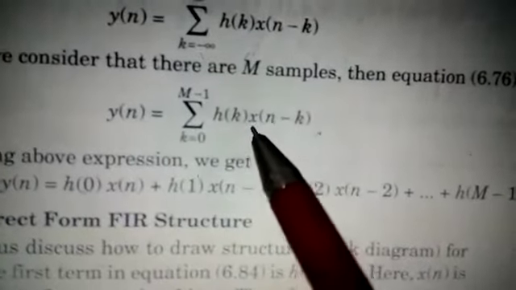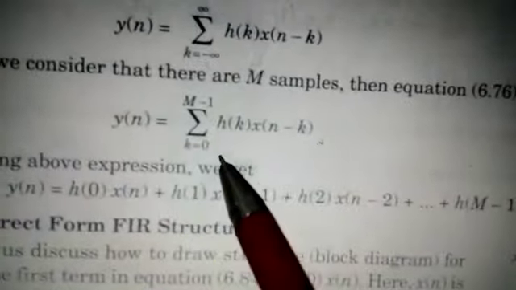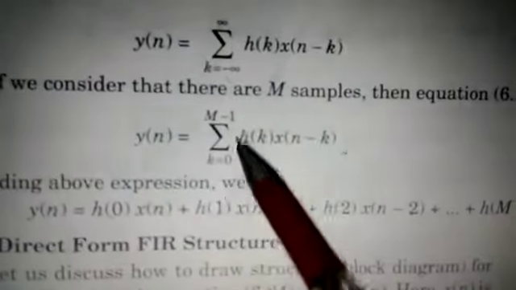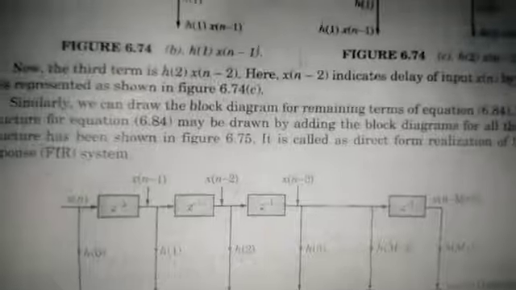To understand the direct form structure, we just expand this equation. y of n is equal to h of 0 into x of n plus h of 1 x of n minus 1 plus h of 2 x of n minus 2 and so on, plus h of M minus 1 x of n minus M plus 1. This equation is just an expansion of the previous equation. And using this expanded equation, we will now draw the direct form.